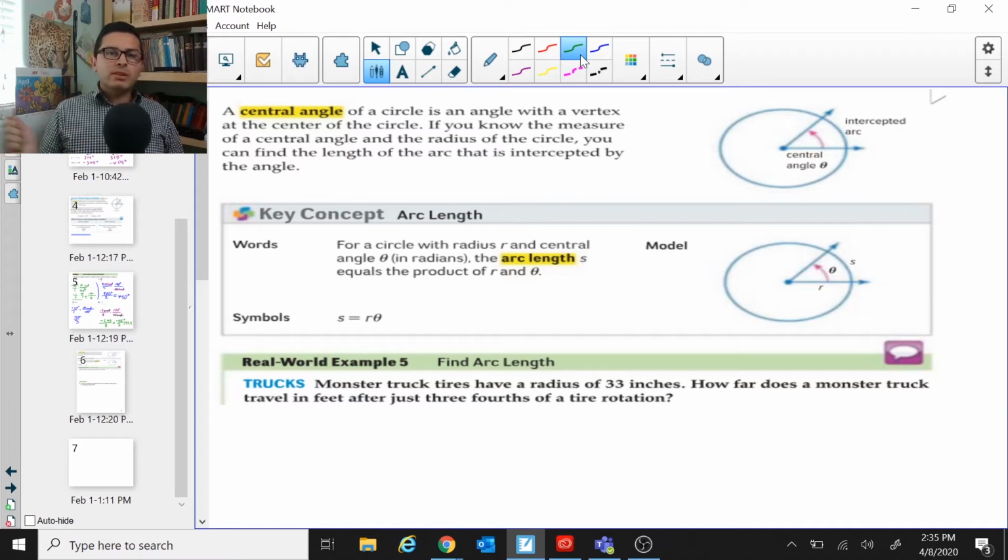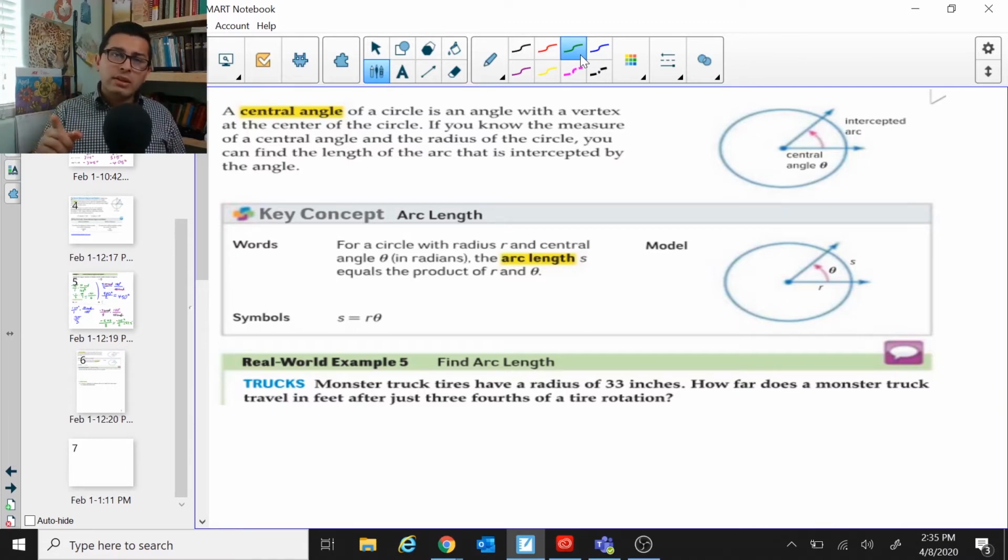So here we're going to talk about arc length. Now, what is arc length? First of all, I know that you see central angle at the top of the page. All that means is that the angle is going to start from the exact middle of the circle, but that's all it actually means. So anytime you see that there's a central angle, that means that whatever angle you're measuring is starting at the middle of the circle.